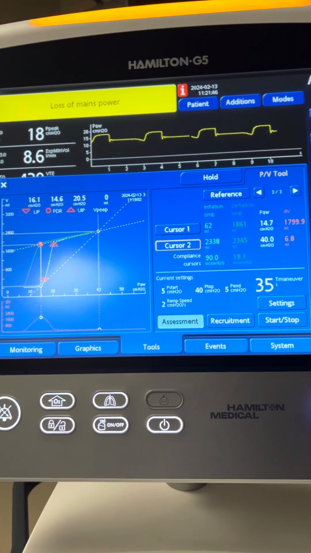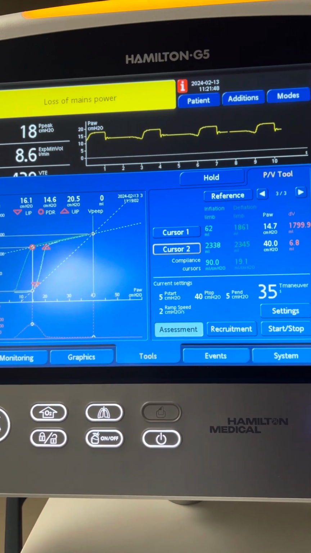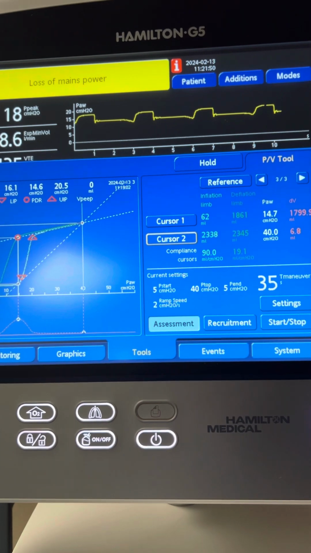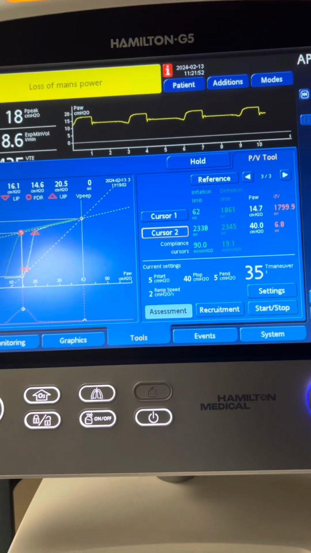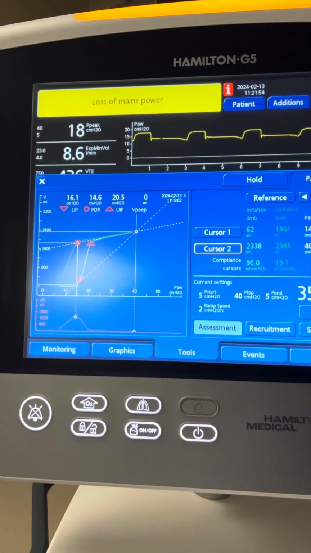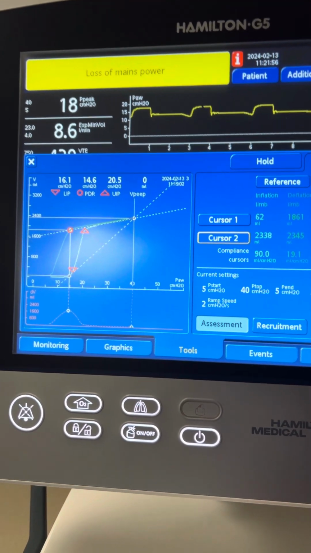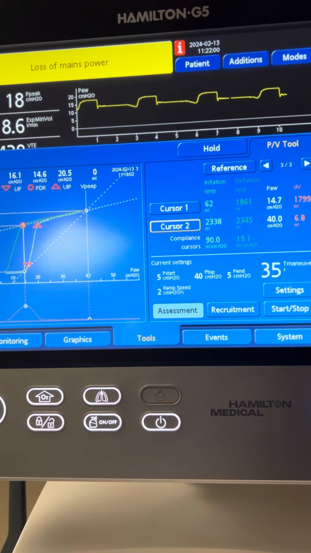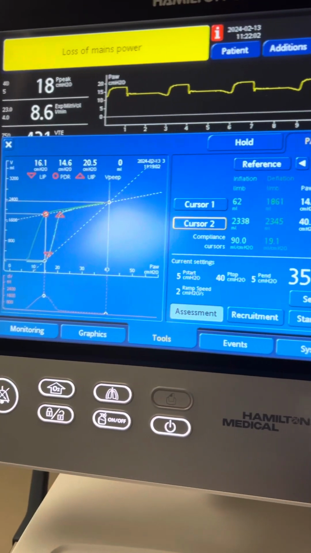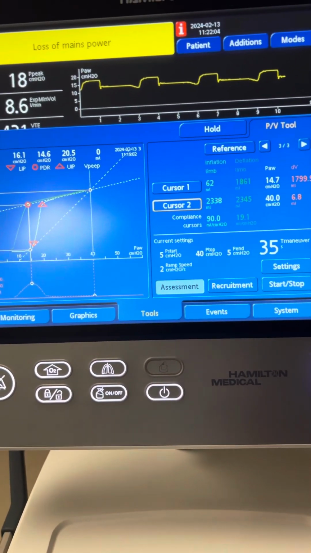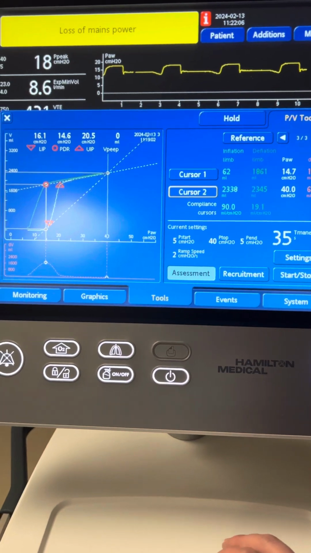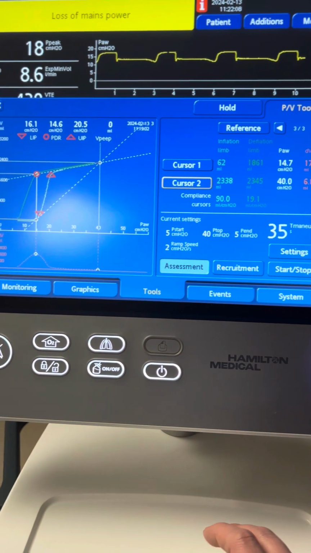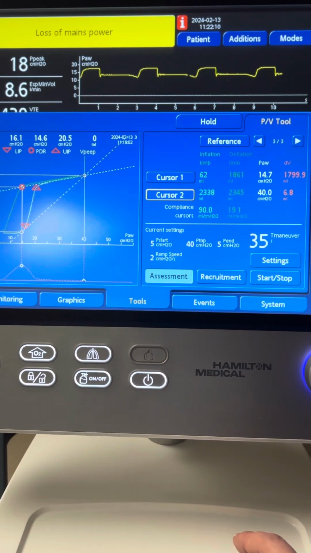So after we do that calculation, 1800 divided by 2345, we get 0.767, so roughly 0.77, and we're just going to change that into a percentage, which would be about 77%. We want that value to be roughly 41% or above to suggest the patient's recruitable.